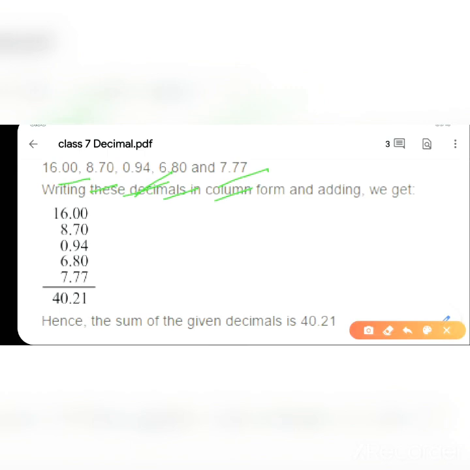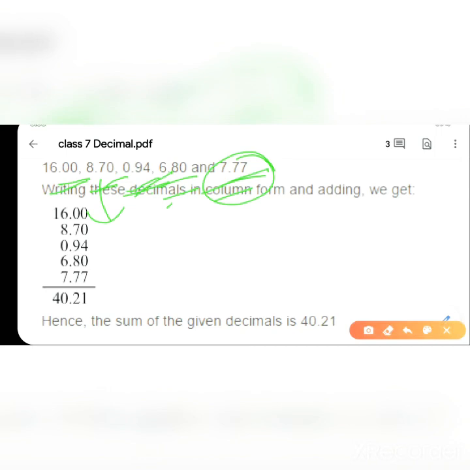To convert any decimal into like decimals, we just add 0 to the rightmost place in the decimal part, as it does not change its value. So let's do it. It has already been done here. 0 is added here, because one digit, that is 7, was already there. We don't need to add any digit to this 0.94. We need to add 0 to 6.8 to make it like a fraction, and 7.77 already has two digits, so we don't need to convert it.